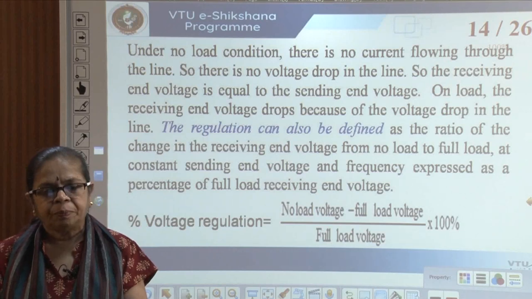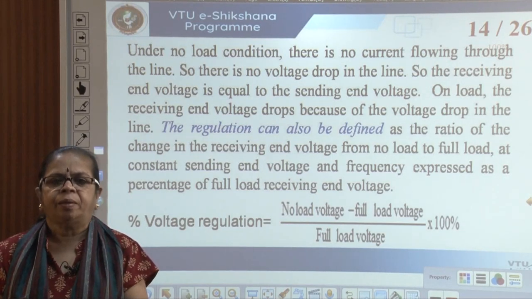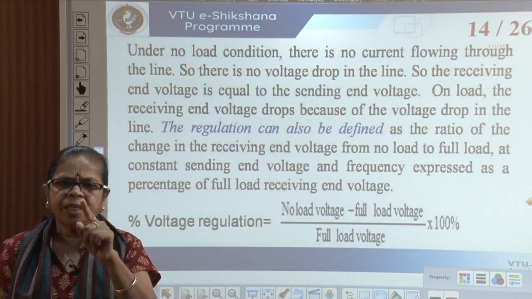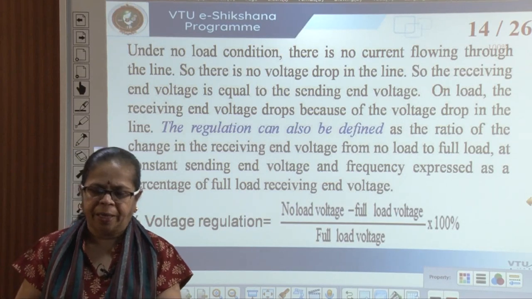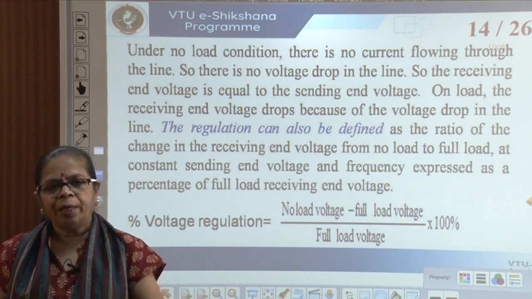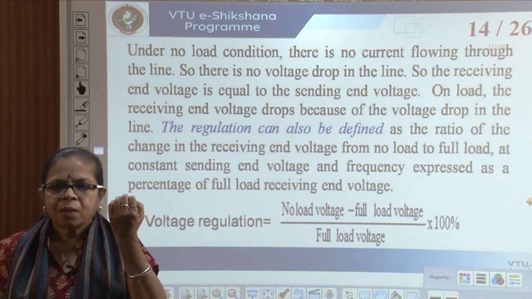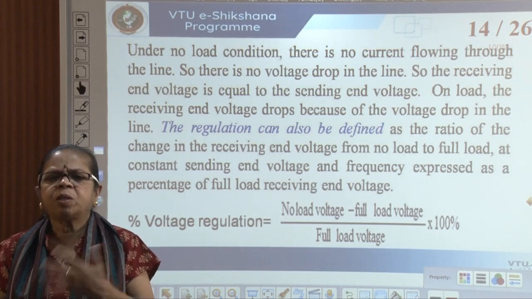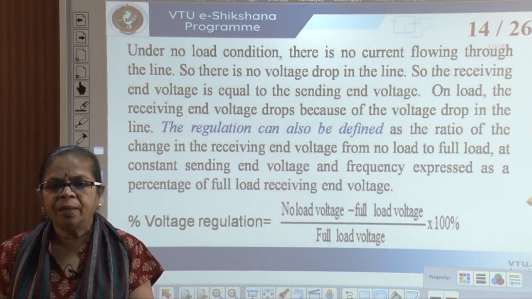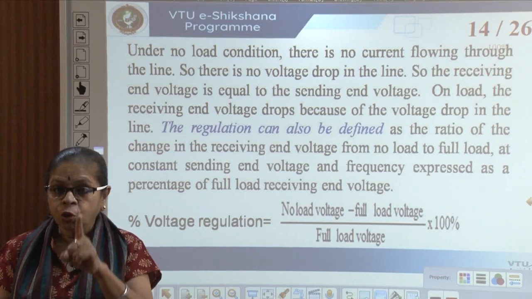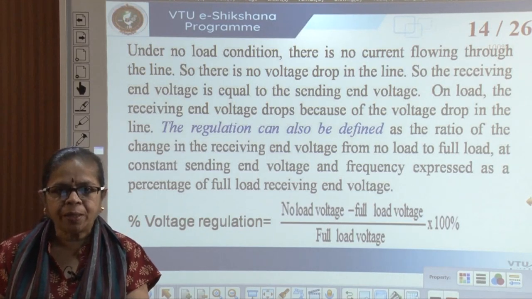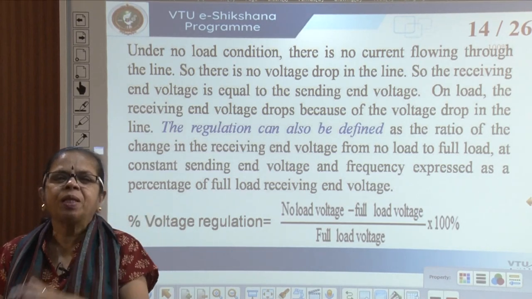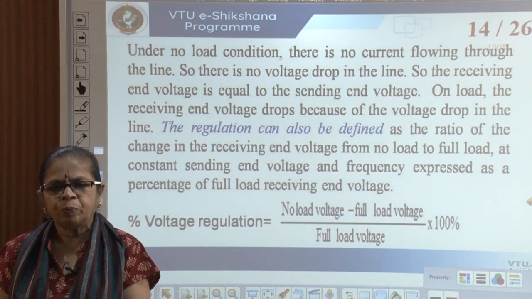Under no load condition, there is no current flowing through the line. Normally, the load does not take any current. We will see what the current is under no load condition next. But in normal modeling, the current is negligible under no load. So, you can approximately say there is not much of a voltage drop in the line. But this is not always true. We will come to it later when we discuss the Ferranti effect. So, the receiving end voltage is equal to the sending end voltage because there is no drop in the line. For short lines, this is true.